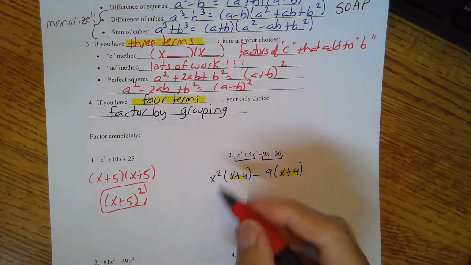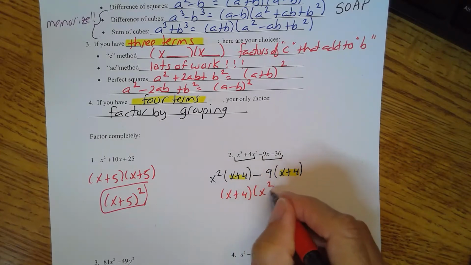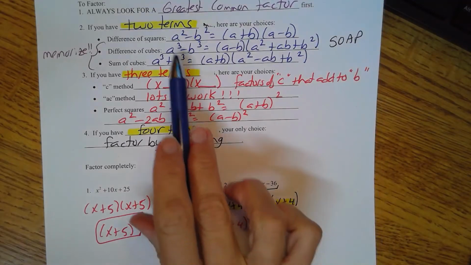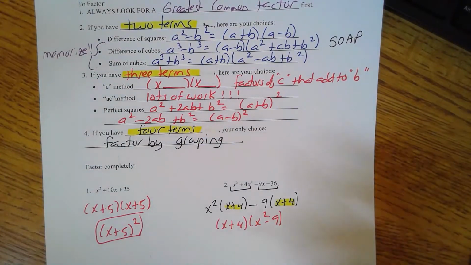What's in parentheses is the same, so we'll take out the x plus 4, and what we're left with is x squared minus 9. But we're not done, don't circle that. X squared minus 9 is actually a difference of squares. That's going to factor into x plus 3 and x minus 3.